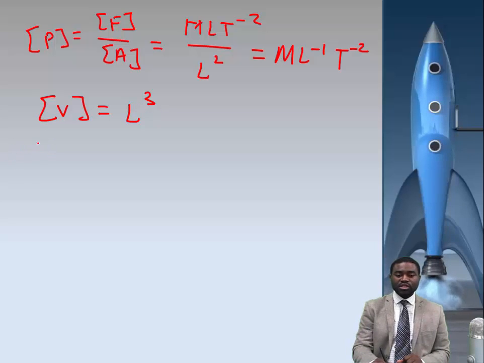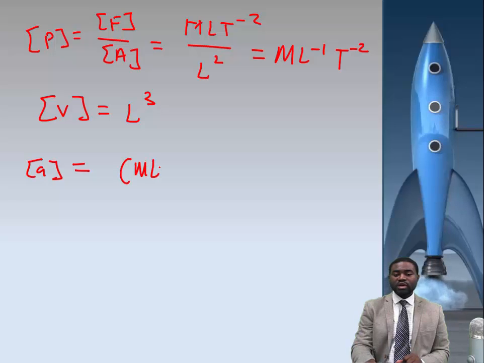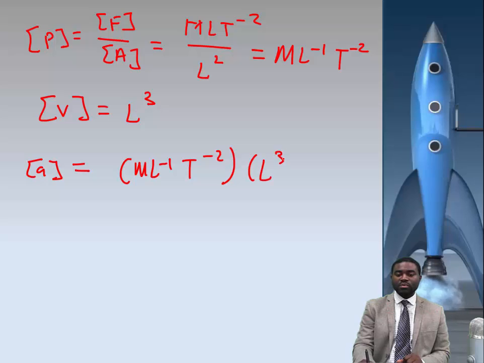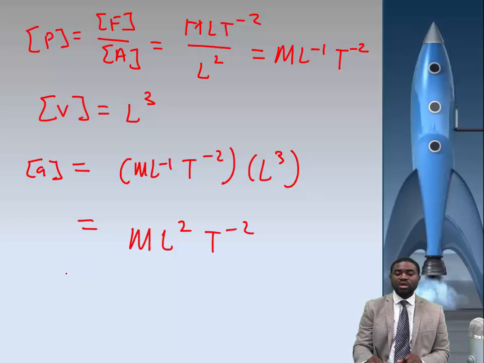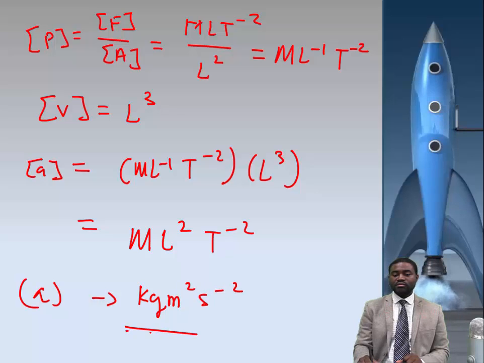Now, this therefore means that the dimensions of little a will be equal to what? ML minus 1, T minus 2, L cubed, which is just going to be M L squared T minus 2. Hence, the units for A will be, M stands for mass, so this is kilograms, L stands for length, so this is meters squared, and this is per seconds.